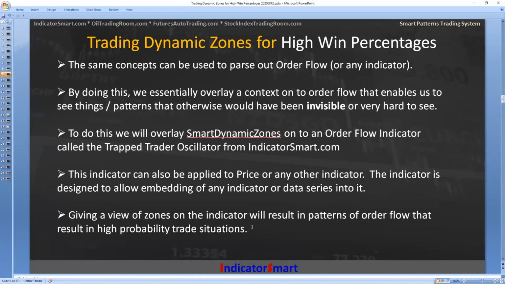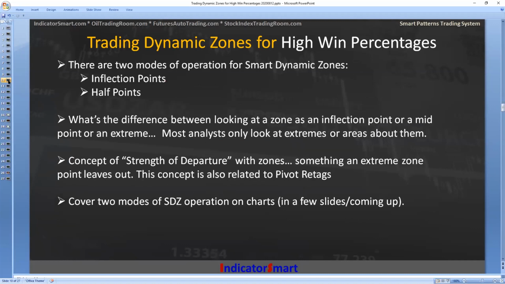This kind of stuff. So on the Smart Dynamic Zones, there's two different modes that I put in there. Originally we had 4 or 5 of them or something. And then we honed it down. We made the other ones better. And we got it down to 2 of them.